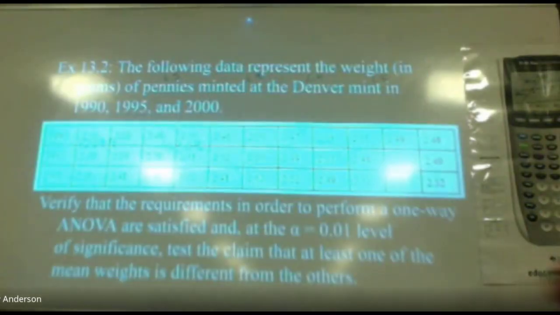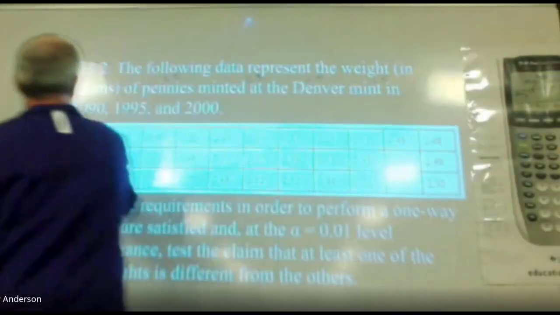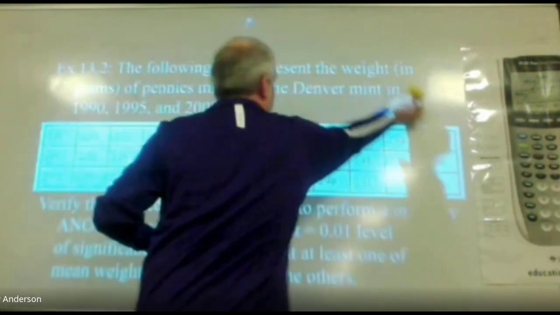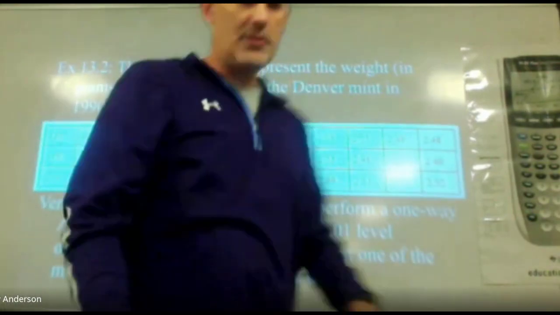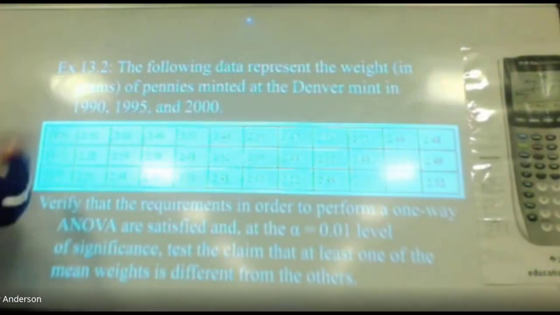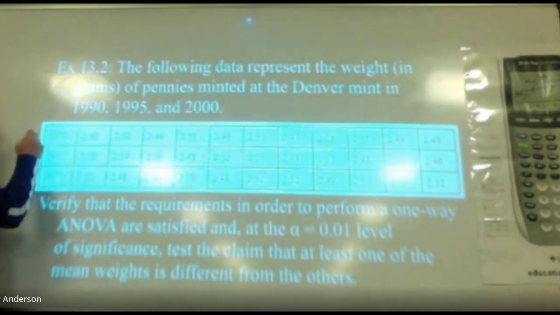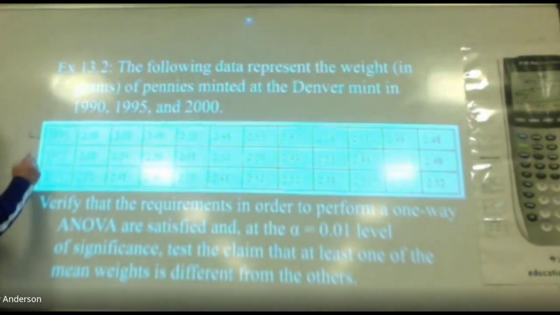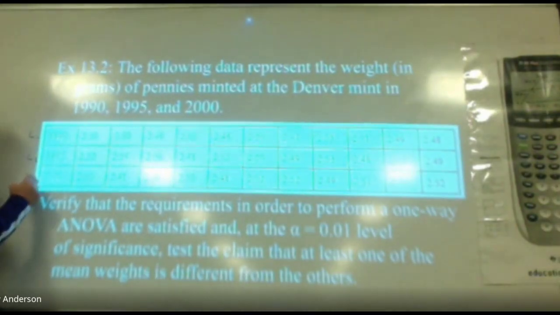So let's take a look at this one, and this one is talking about pennies, and this one is listed a little bit differently. So this time, the labels are over here. These are the pennies made in 1990. That's going to be L1 for us. 95 will be L2, and then in the year 2000 will be L3.